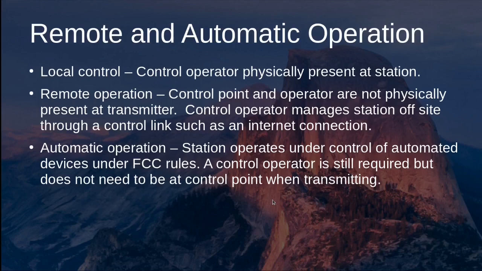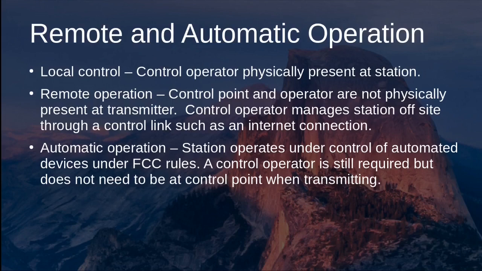Remote and automatic operation. First we have to identify what local control is. A local control, again, utilizes a control operator that is physically present at the station. So if I'm operating my ham radio, my mobile rig inside my car, I am the control operator and the mobile rig is under local control. If I'm on a hike and I have my handy-talkie with me, I am the control operator and I'm operating the HT under local control.